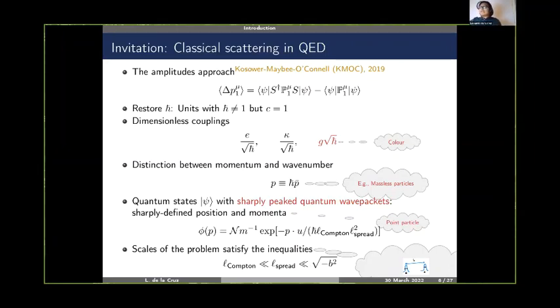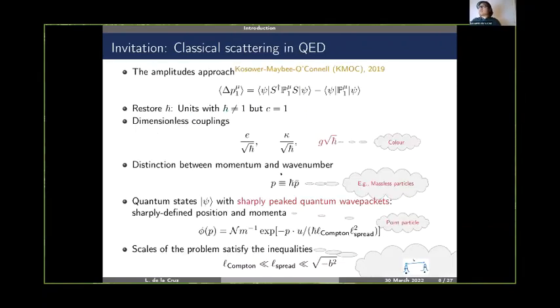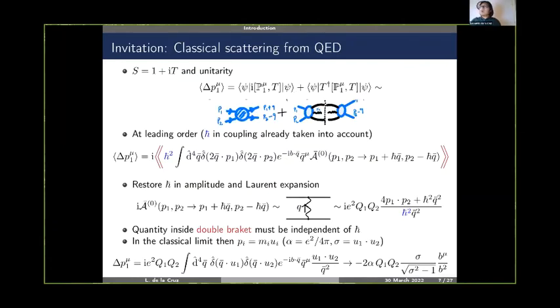Good. So these are the rules that I have to use to obtain my observables in terms of amplitudes. So let's see an example. For the case of the impulse, if I introduce the expression of the S matrix in terms of the transition matrix, what I obtain after using unitarity is that the expression of the impulse contains two contributions.